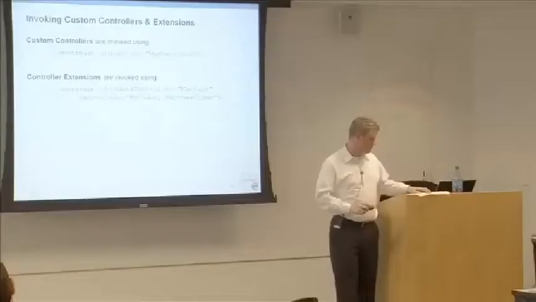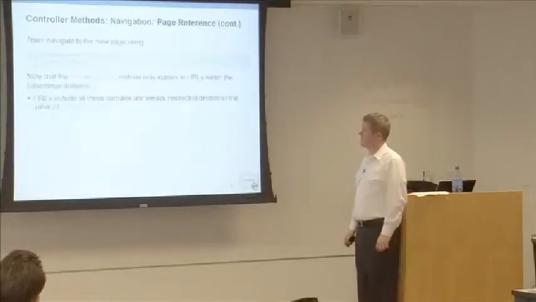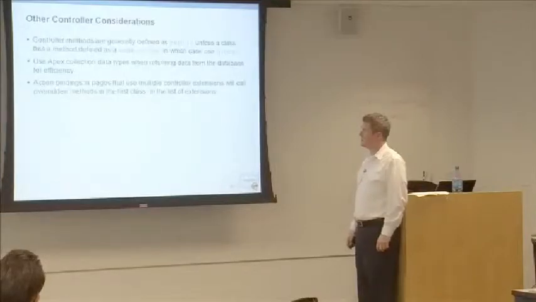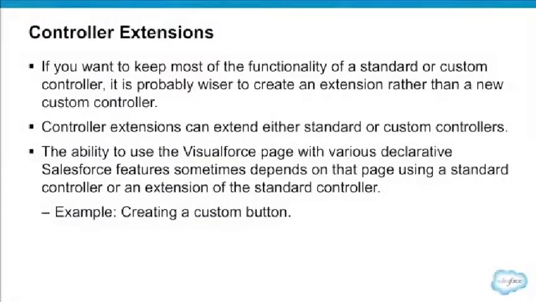Okay? All right. So I'm going to go back to where I dropped off. So if you have multiple extensions, we look in the first listed class for the method, and then we keep looking until we find it. All right, so let's talk about those controller extensions in more detail. So how do controller extensions work?